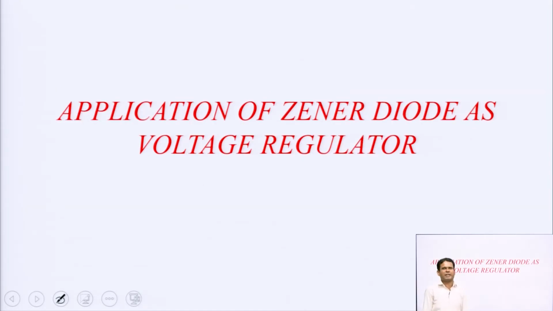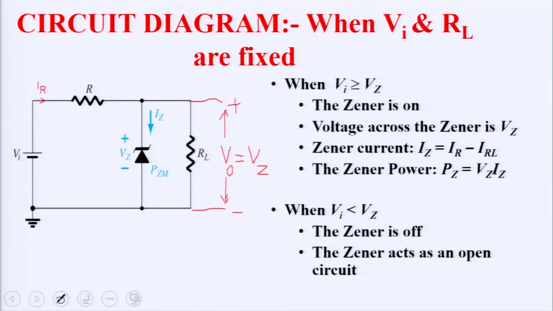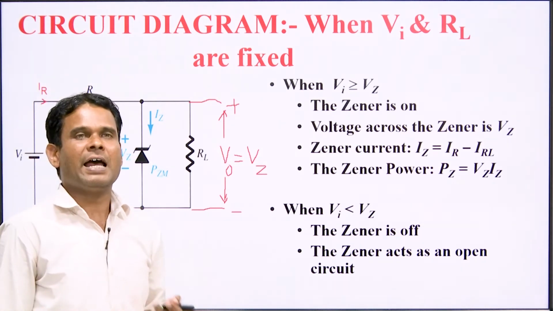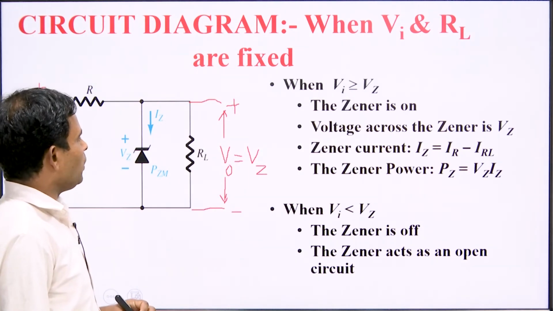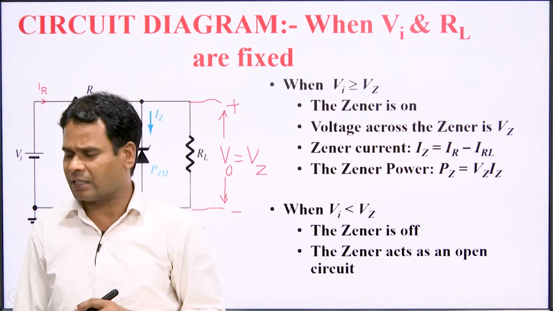Now, the application of Zener diode as a voltage regulator circuit. Here we have three components: the supply voltage, the series resistance, and the load resistance. We are taking the output voltage across RL, and V output should be equal to Vz only when the Zener diode gets breakdown, or we can say the Zener diode conducts in reverse bias only. In this condition we get V output equal to Vz. This means there are only three equations in the voltage regulator circuit. I am going to write all three equations like this.